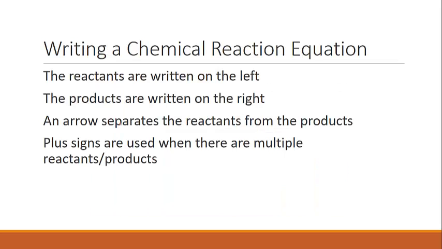So how we can describe these chemical reactions is through writing what's known as a chemical reaction equation. We write the formulas of the reactants on the left and the formulas of the products on the right, and we separate those two using an arrow. Plus signs are used if we have multiple reactants and products rather than commas.